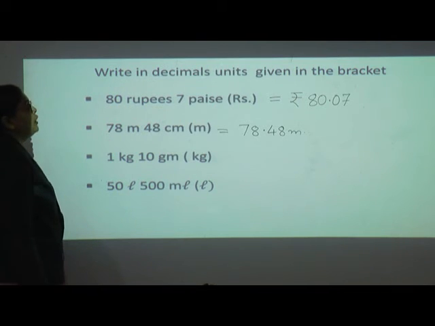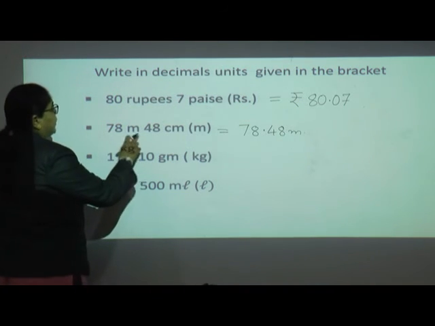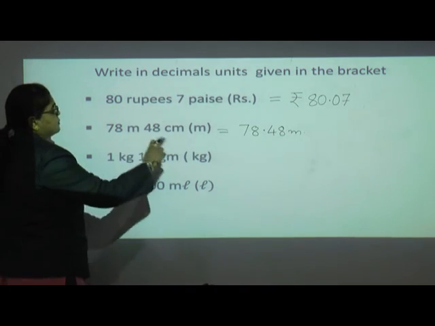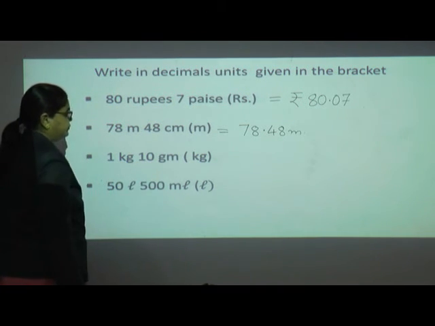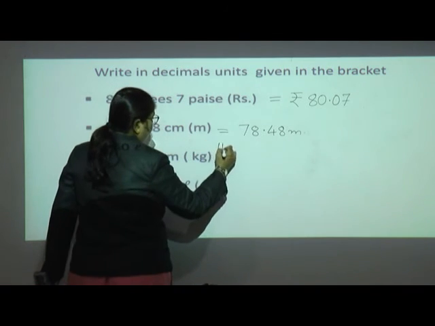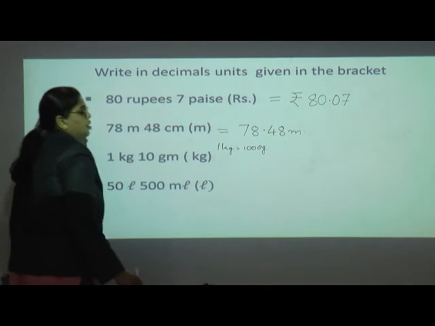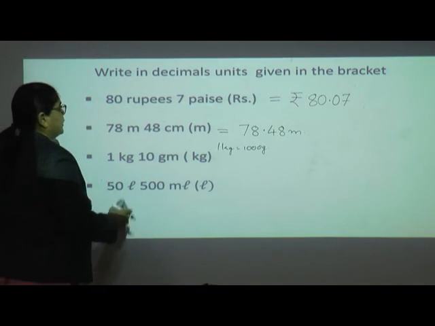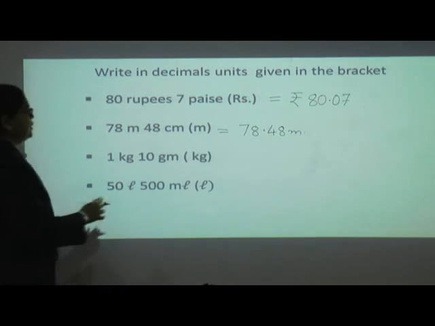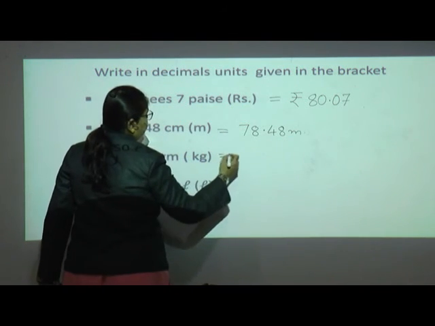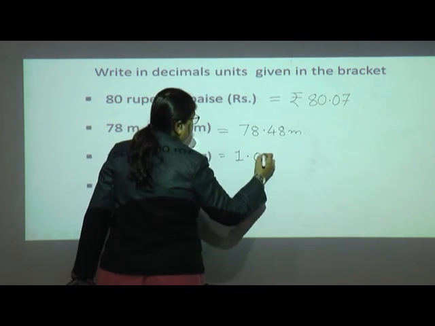So in this way we use this in the cloth market where people are doing business, they use meters and centimeters. Now 1 kg 10 gram. You know 1 kg is equal to 1000 gram. So here 10 gram is given to us, and we want it in kg.